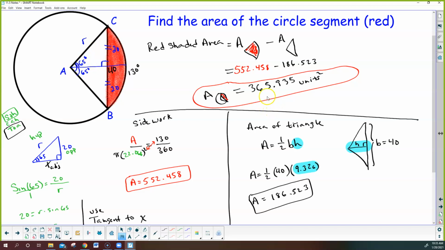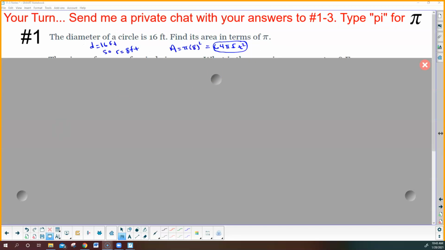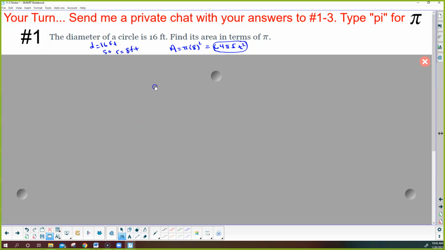So just so you're thinking about that. Let me show you what I got. We'll go through these very quickly. So if the diameter is 16, that means the radius is 8. Find the area. 8 squared is 64. And then leave our answer in terms of pi. So it would be 64 pi feet squared is number 1.